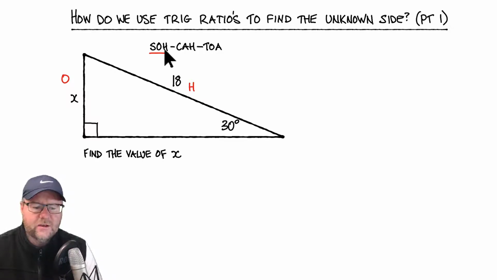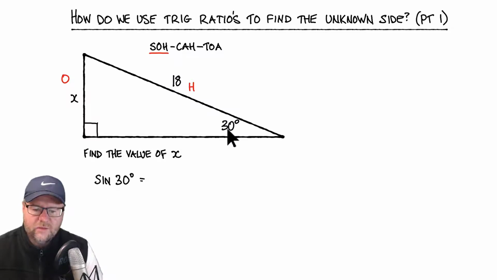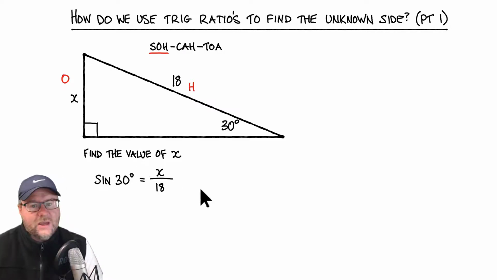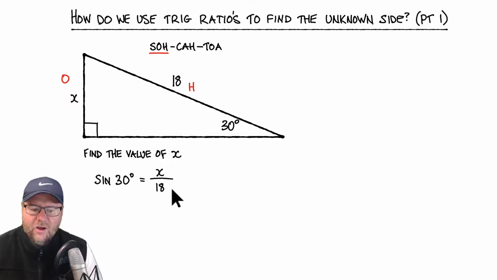So let's write that out. I know that the sine of 30 degrees, because that's my angle of reference, equals the opposite over the hypotenuse, so x over 18. And now I've got a little equation that I can use to solve for x, and hopefully you might remember from previous work, you can use our algebra skills to get x on its own. Now I'm going to show you two methods, my preferred method and one that's a little bit more traditional, so you can use whichever works for you.